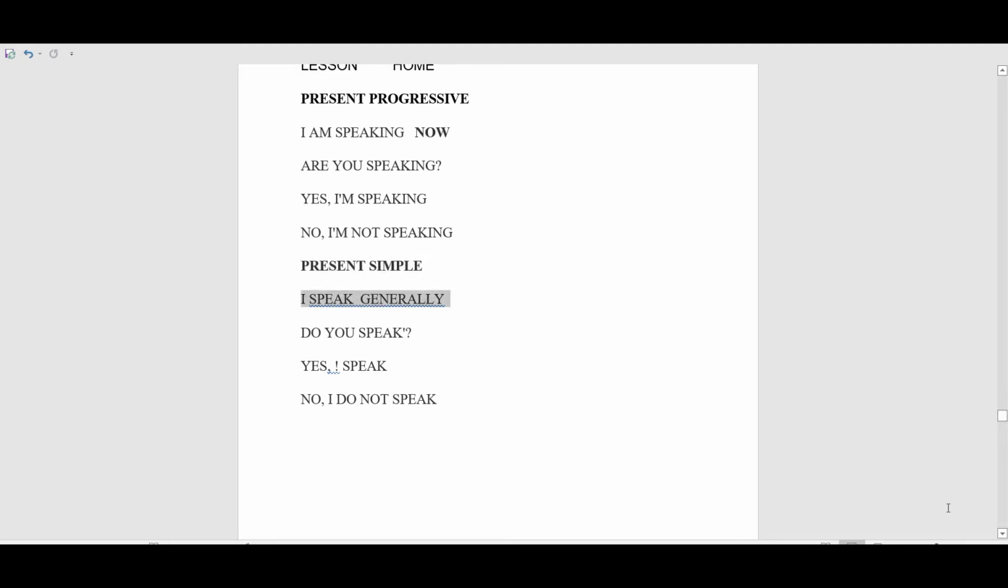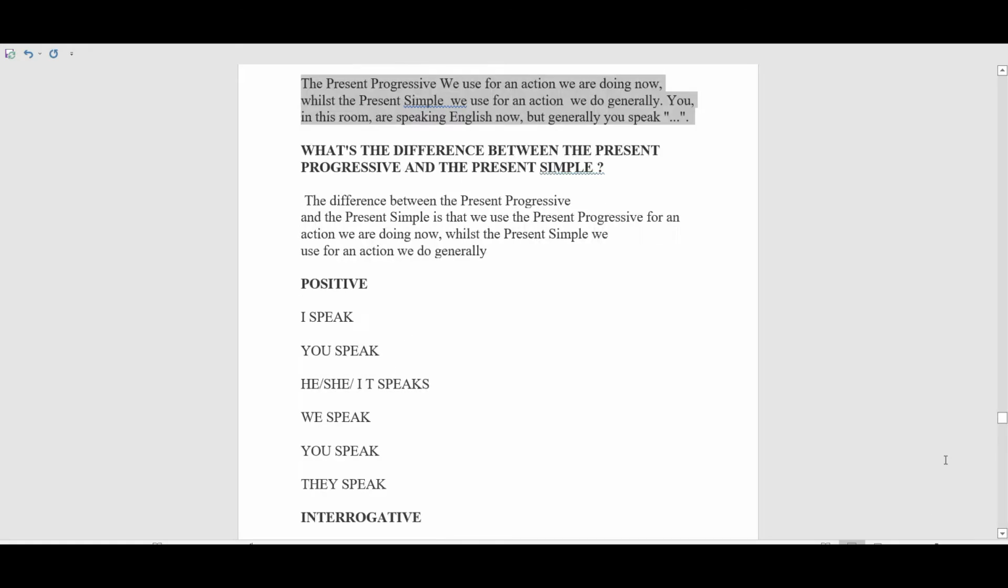Present simple. I speak. Generally. Do you speak? Yes, I speak. No, I do not speak. The present progressive we use for an action we are doing now, whilst the present simple we use for an action we do generally. You in this room are speaking English now, but generally you speak.